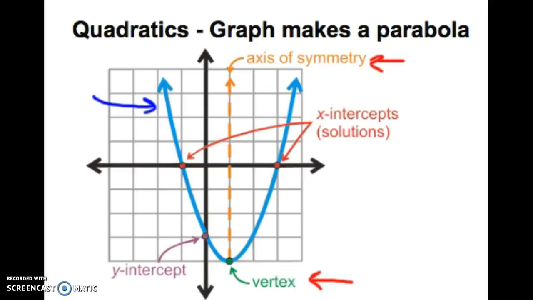Okay, other parts of the parabola that I've labeled up here are the x-intercepts, which I'll draw two x's there. That's where the parabola crosses the x-axis. Okay, not all parabolas cross the x-axis, but if they do, they have x-intercepts. And then also I'll draw an x on the y-intercept where the parabola crosses the y-axis.